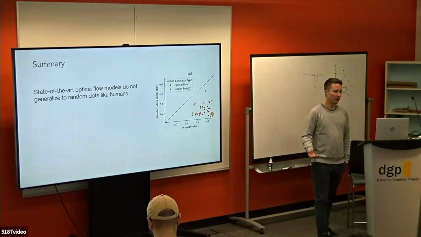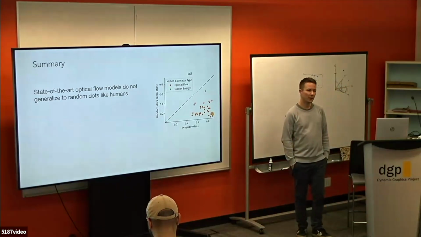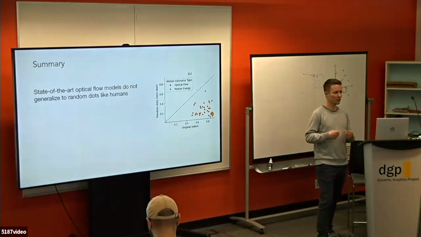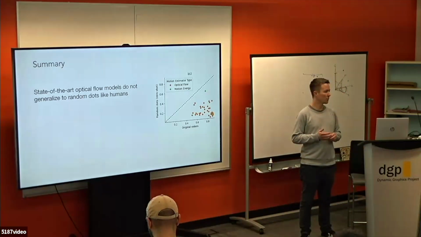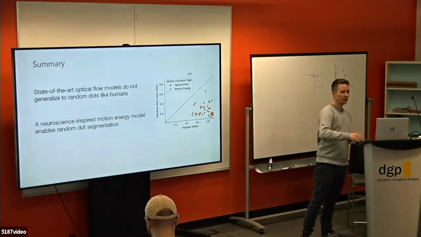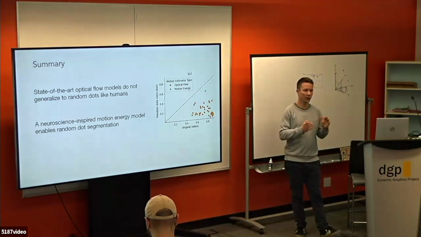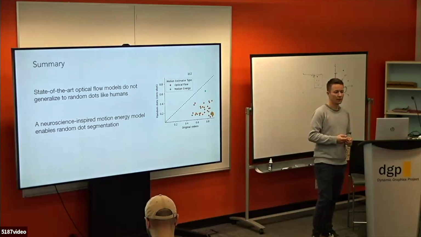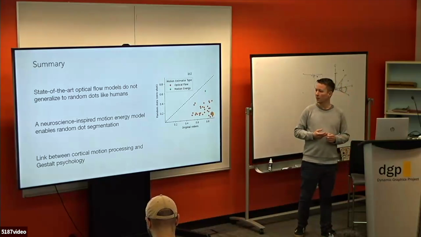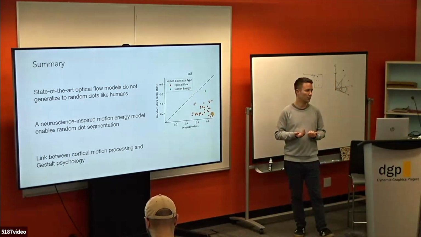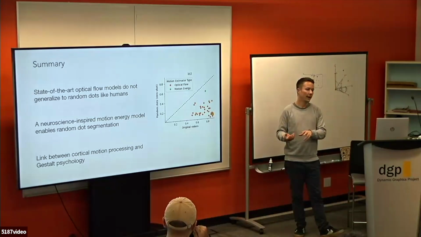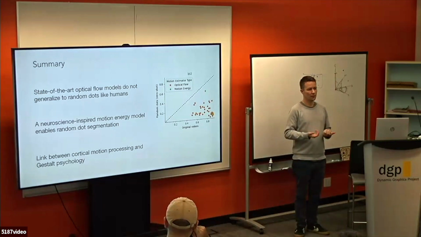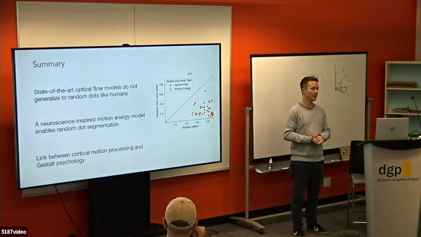So in summary, we've seen that state-of-the-art optical flow models, although they're doing very well on RGB videos, don't seem to be a good model for the type of motion processing that's going on in humans. And a neuroscience-inspired model, although it's much older and a lot simpler, is still a better model of the type of motion processing that's going on. And also the interesting part here is that this model now provides a link between this low-level processing, the mechanism level, and this Gestalt level, this level of using common fate to see objects.